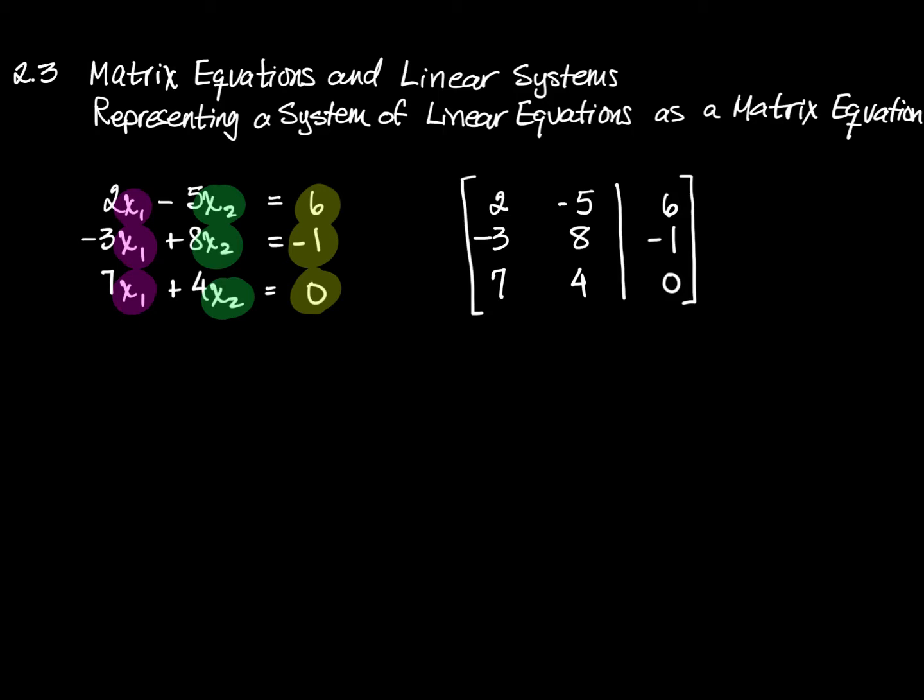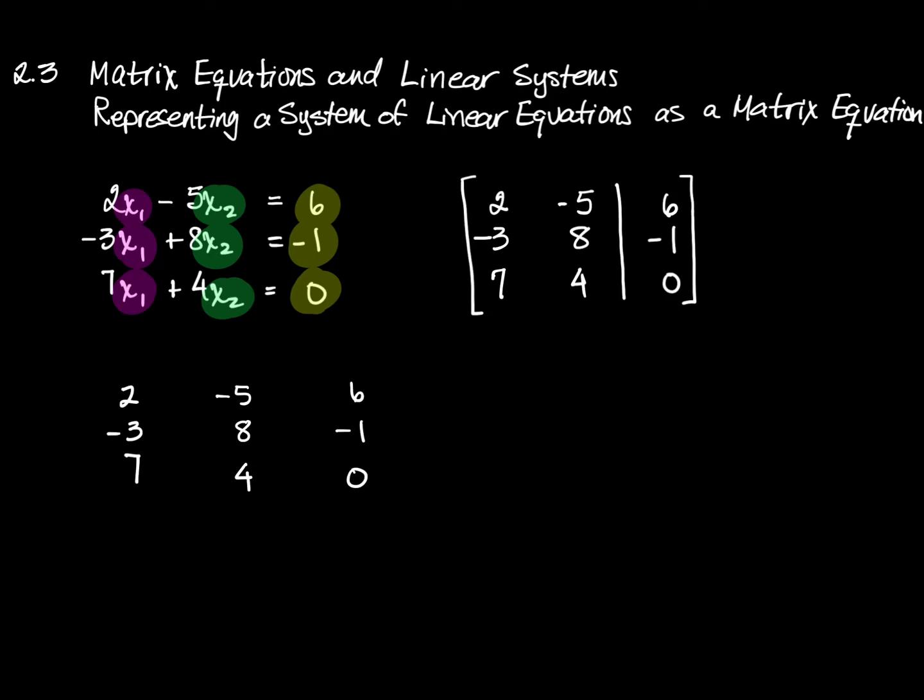What I'm going to do here is make the observation that all of the x1 coefficients are lined up here, and I've done that over here too. These are all x1 coefficients. I'm going to write them as a stack. I'm going to say 2, -3, and 7. And then I'm going to do the same thing with the x2 variables in the same way that I did them over here. Write them as a stack: -5, 8, and 4. And then the same thing with the constants: 6, -1, and 0.